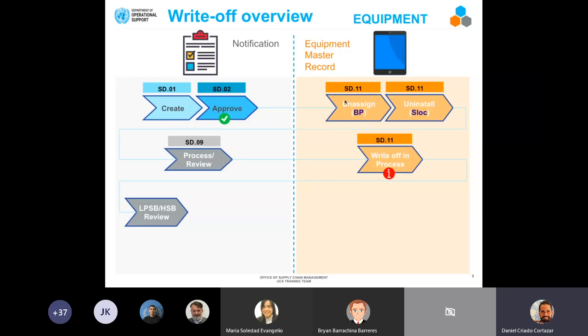Then outside of the system, the local property survey board or headquarters or some senior management in the mission. I don't know exactly the whole sequence of events, but there are a lot of outside-of-Umoja activities related to the business that will have to take place. And SD09, the disposal planner, will have to closely follow all those actions and make sure that they are present in the notification, or at least that those tasks from the business point of view are tagged: this is done, this is done, this is done.